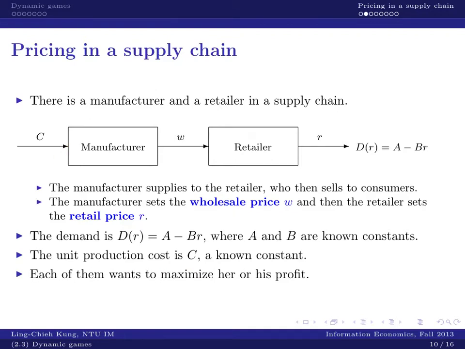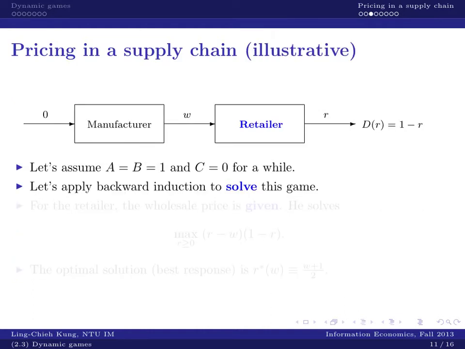Under this setting, each of them wants to maximize her or his own profit. As a retailer, I act to maximize my own profit. As a manufacturer, I do that for myself. No one cares about the other guy. So now we want to solve this game. We want to predict what's going to happen here.